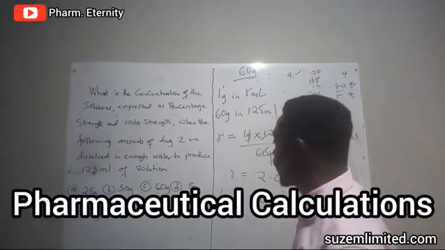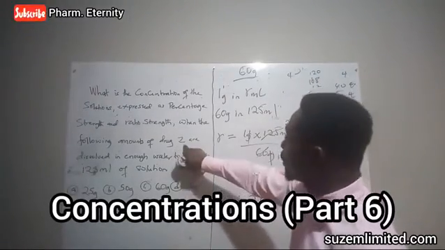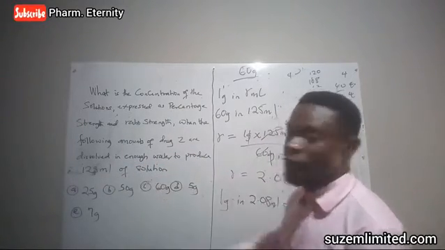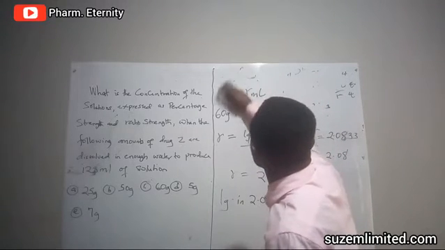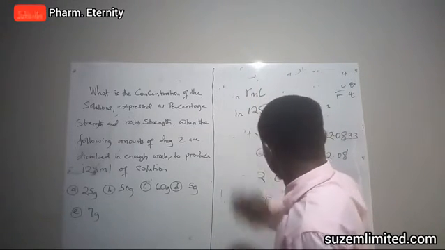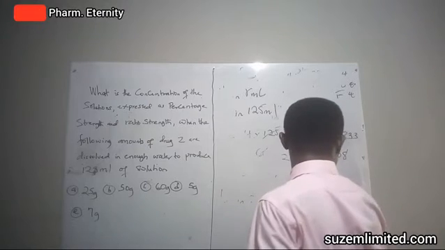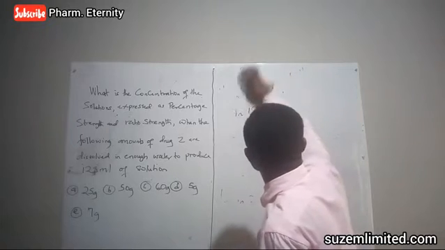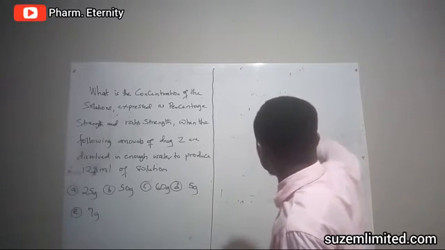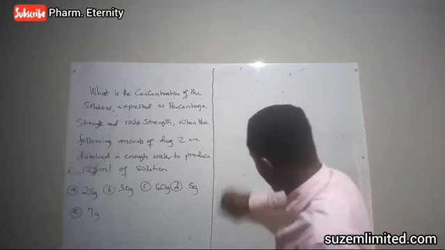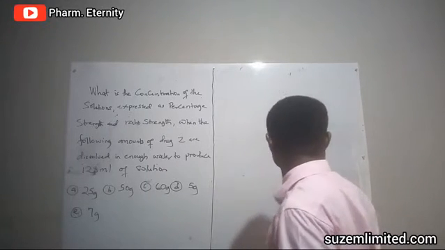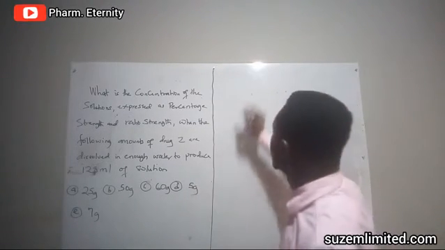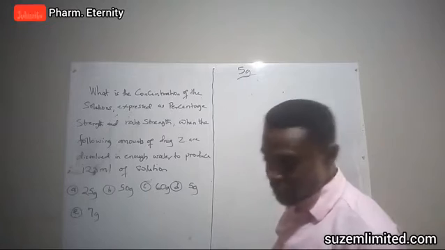Let us solve for 5 grams of drug Z when dissolved in enough water to produce 125 ml of solution. We solve for the percentage strength, and at the same time we also solve for the ratio strength. So for 5 grams, we have something like this.